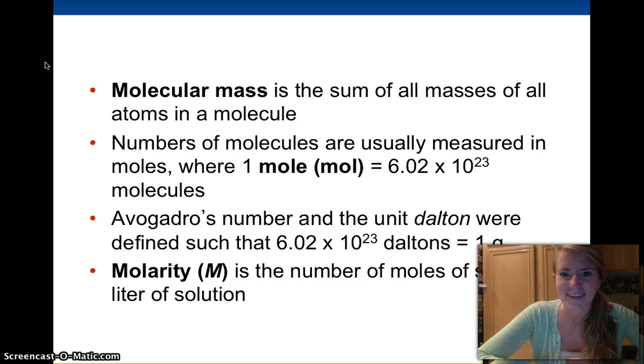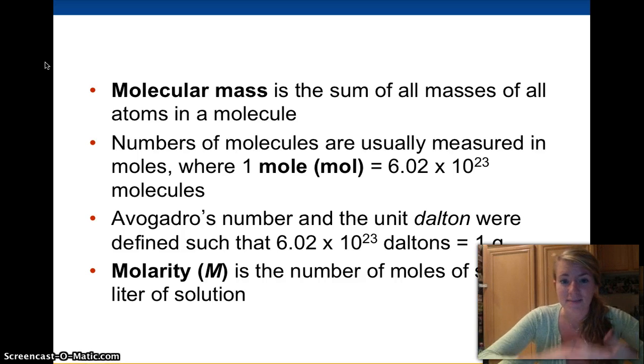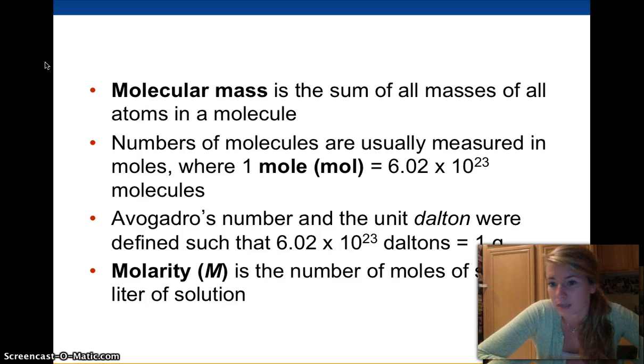But the number of molecules is generally measured not in molecular mass, but in moles. So 1 mole is 6.02 times 10 to the 23rd molecules. We call this Avogadro's number. There was a guy named Avogadro who came up with this. And that's what a mole is: 6.02 times 10 to the 23rd. You should know that from chemistry.